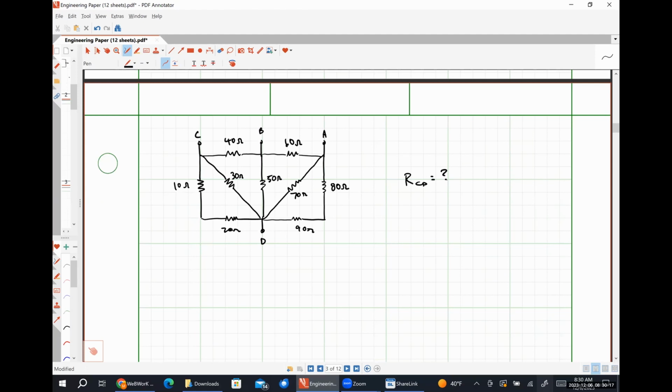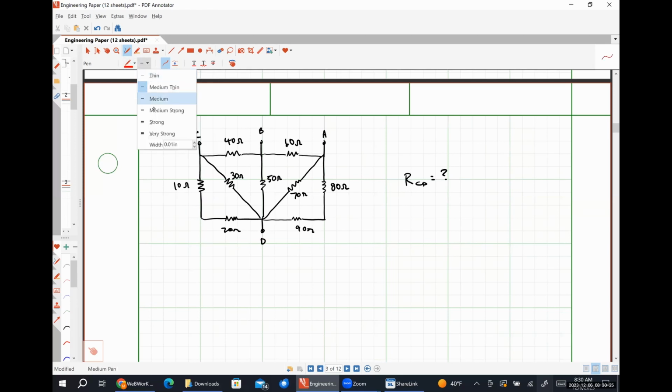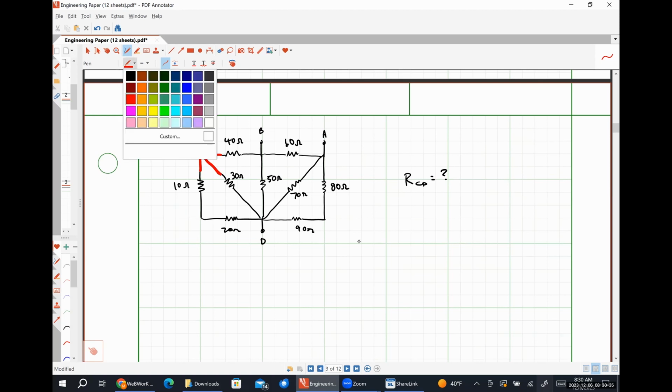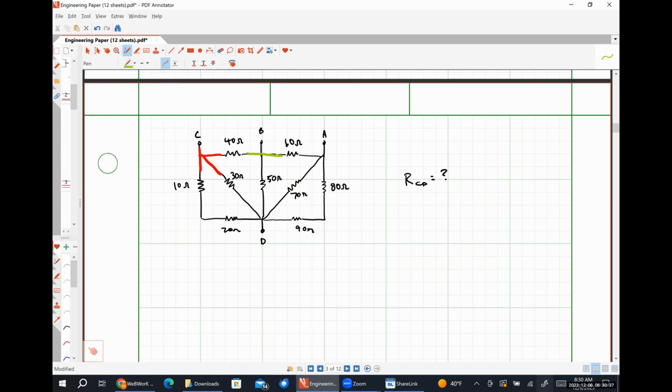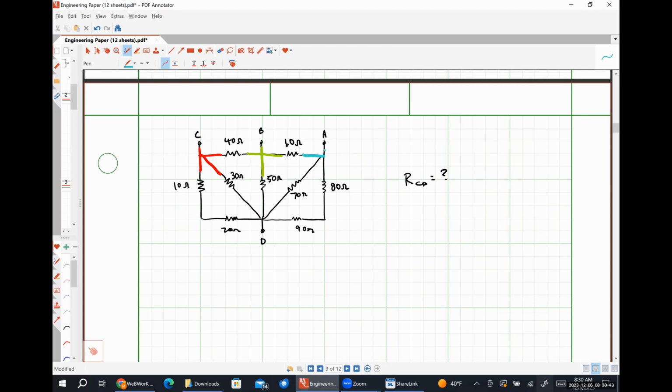So the first thing that I'm going to do is identify all of my nodes in this network. So I'm going to start here at the top left. This guy right here is node C because we already have a terminal labeled as C. This guy right here is going to be node B. This guy over here will be A.